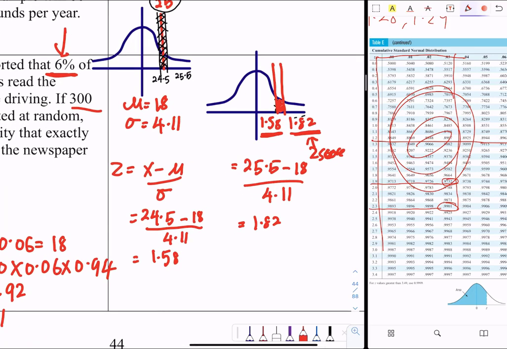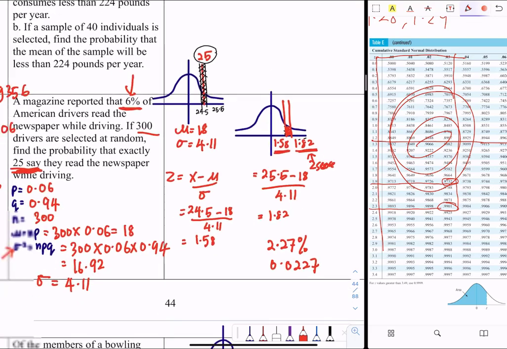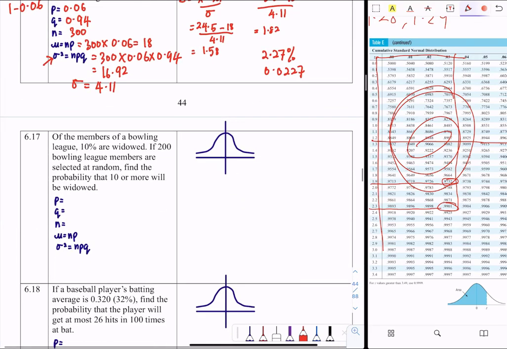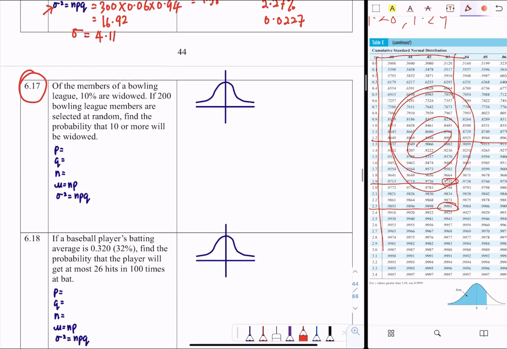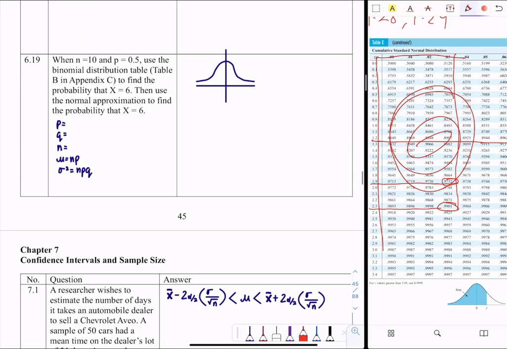Jadi up until the end, what is the value for the probability exactly 25%? 2.27% or 0.00227. Okay, that's 6.16. Then you do lah for 6.17, 6.18, 6.19.